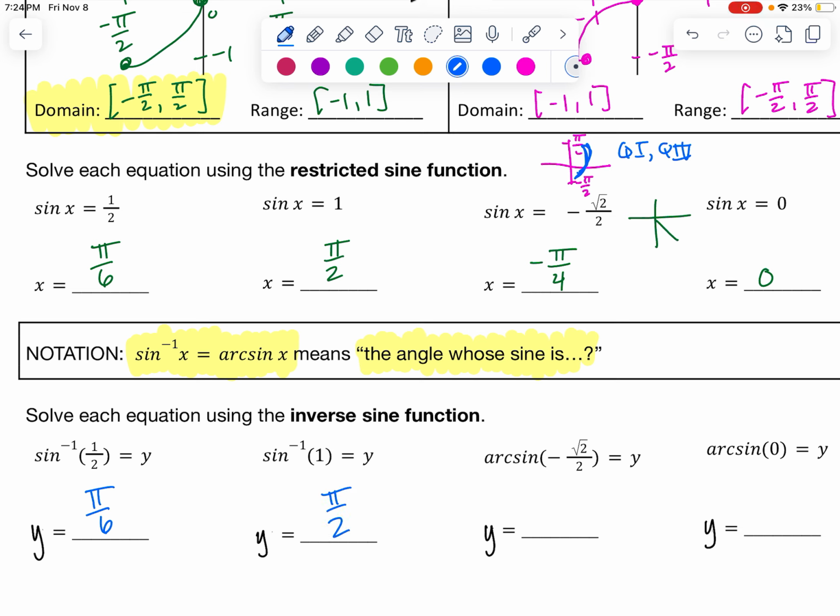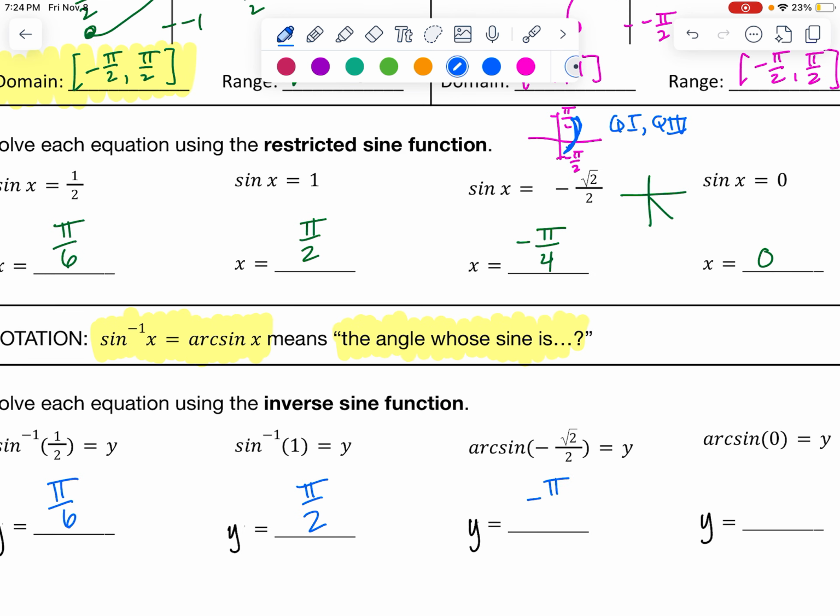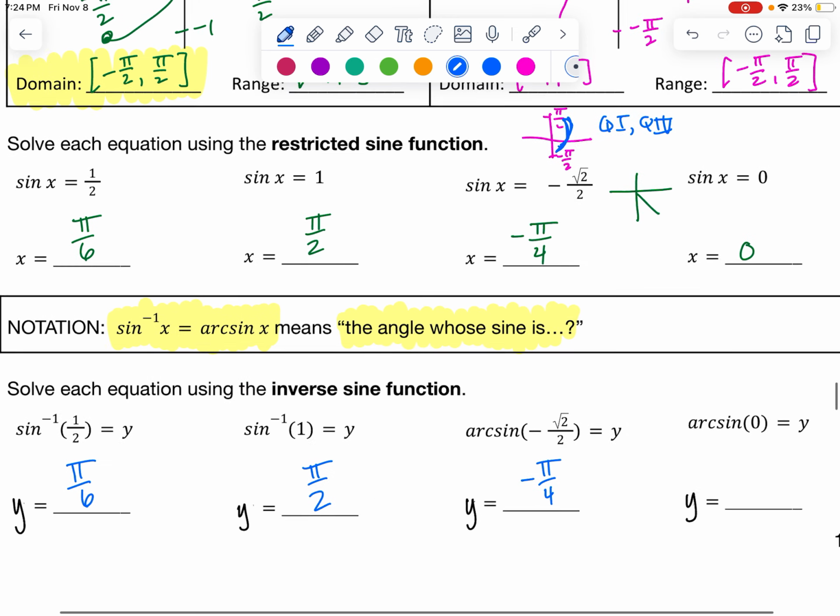And then what angle measurement gives me a sine of negative radical 2 over 2? This gives me negative pi over 4. And very similarly, this one's going to give you 0.